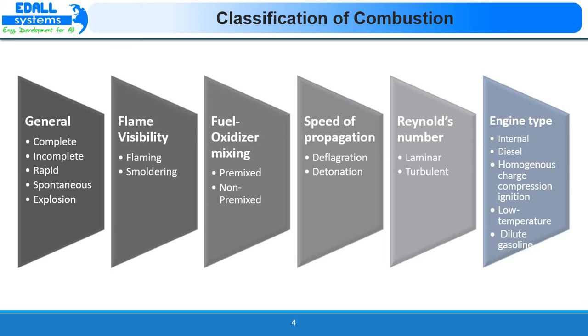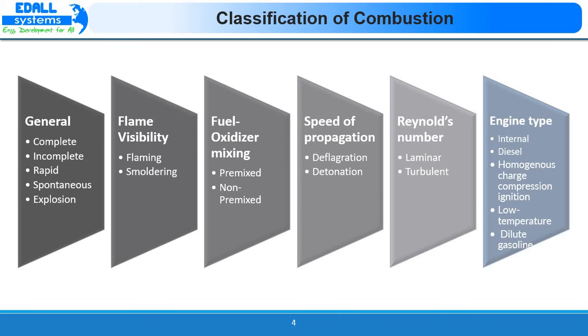Next is fuel oxidizer mixing, how both of them are mixed before the ignition process. Next is speed of propagation. If the flame is propagating at subsonic speeds, we call it deflagration. If it is propagating at supersonic speeds, that is above Mach 1, then it is called detonation. Then comes Reynolds number. Based on Reynolds number, it may be laminar or turbulent.